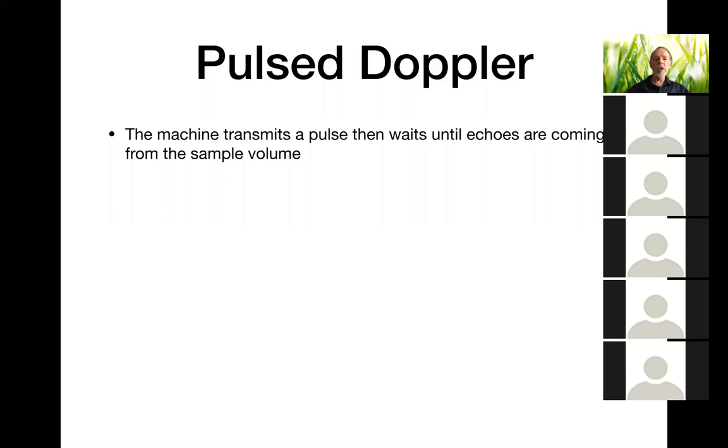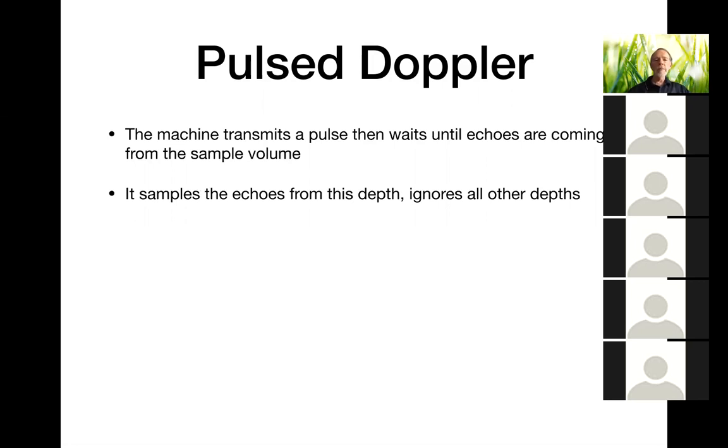It will then look at the echoes briefly, for maybe a microsecond, coming from that particular depth. It ignores the echoes that have come earlier. It ignores the echoes that come later. It looks only at the echoes coming from the sample volume. So it's sampling the echoes from the depth of interest, which is where you place the sample volume, ignoring all others. And there's a term used for this, it's called range gating, because range means distance away from the probe.